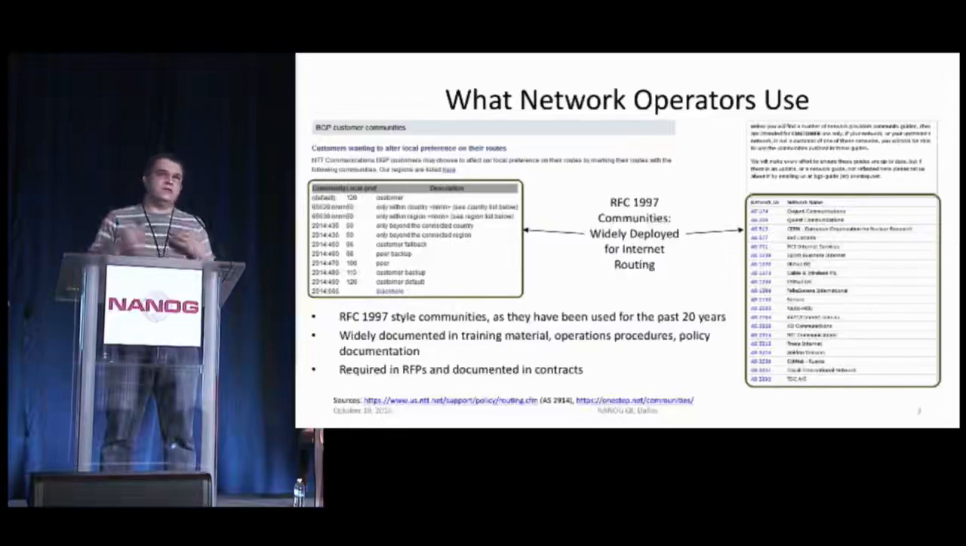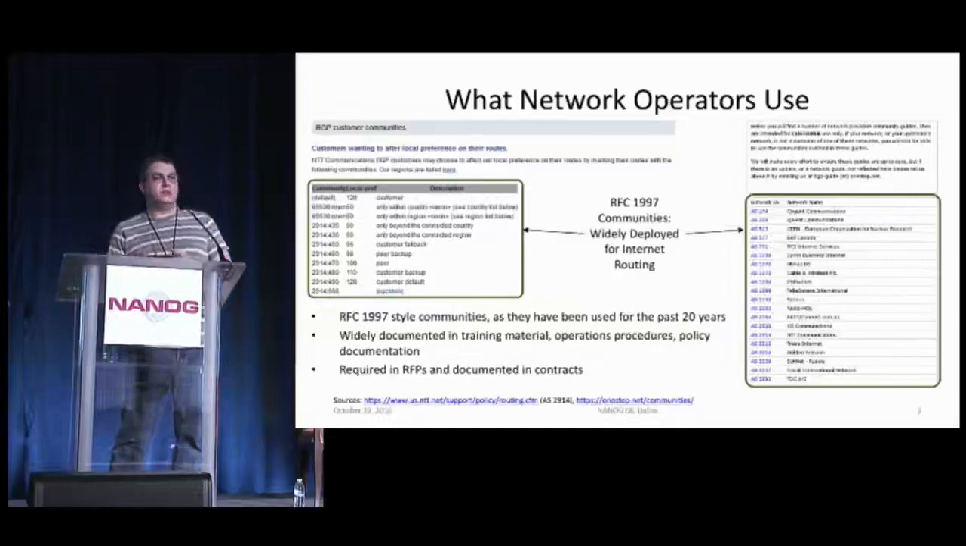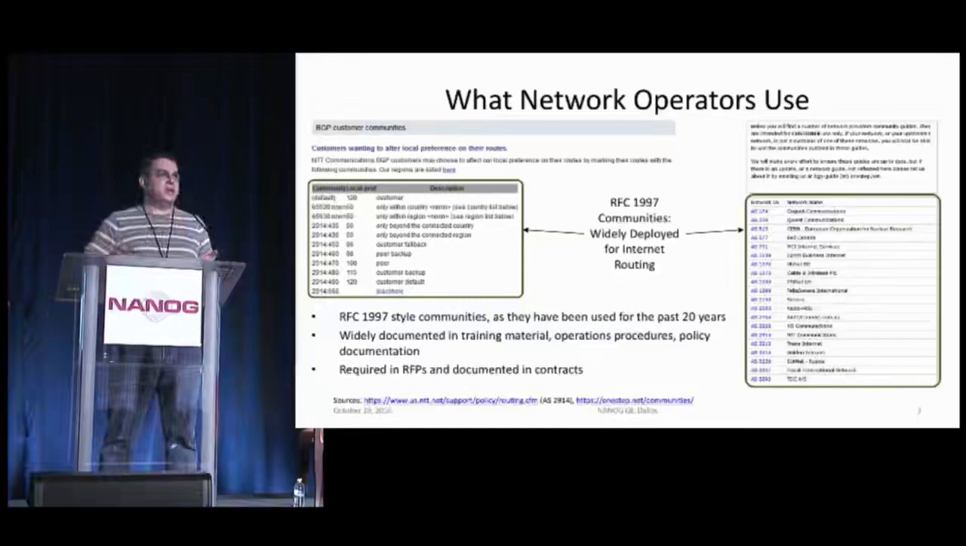It's also used in training material, operations procedures, and policy documentation. And also, I didn't know this, but Joe said that they have contractual obligations from their customers to provide these kinds of communities and ways to manipulate the routing system. So it's especially difficult if you have a 32-bit ASN because there's no way to actually do this.